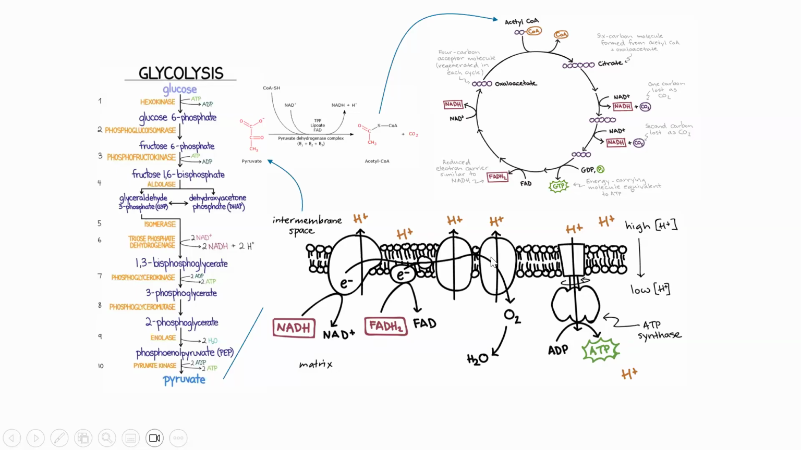Complex 3 delivers those electrons to complex 4 using cytochrome C as its shuttle, and complex 4 delivers those electrons onto oxygen, reducing it to water, the metabolic water that we exhale as waste. But most importantly, each of those electron transfers was a redox reaction that had a negative delta G, and that energy that was released was used to pump protons against their concentration gradient.